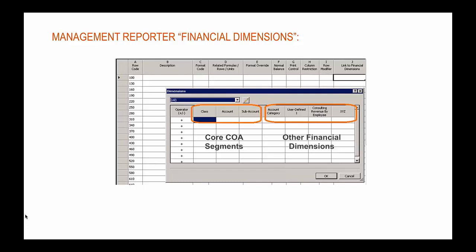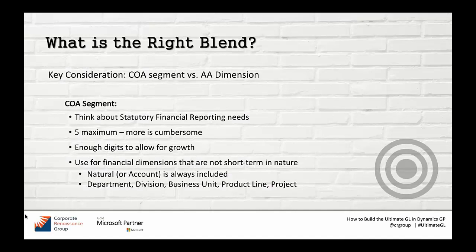When you consider how we want to store this stuff in GP going forward, this is a good slide to look at because it shows there are lots of different ways to do it. That comes back to the key consideration: what's the right blend? If we've got analytical accounting, categories, and hard-coded segments, the core comes down to what you put in the chart of accounts as hard-coded structures, and what you put in analytical accounting.